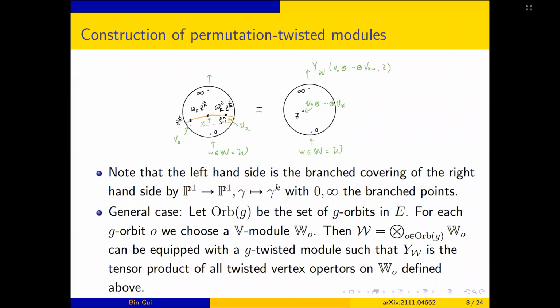You move the vectors, it just means that you permute the vectors. So this shows that the monodromy, that moving Z by 2 pi, is equivalent to moving the vectors, which is the same as permuting the vectors, right? So this satisfies the definition of the twisted modules. Okay, so this is an example of the twisted modules.